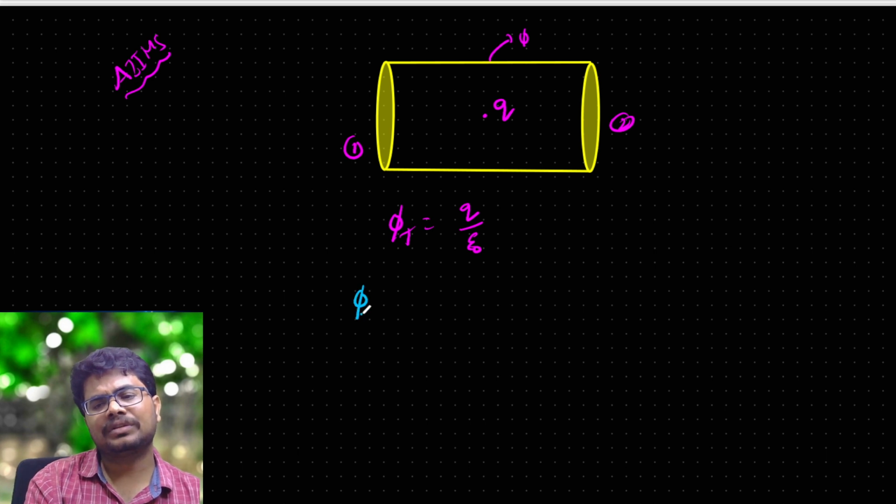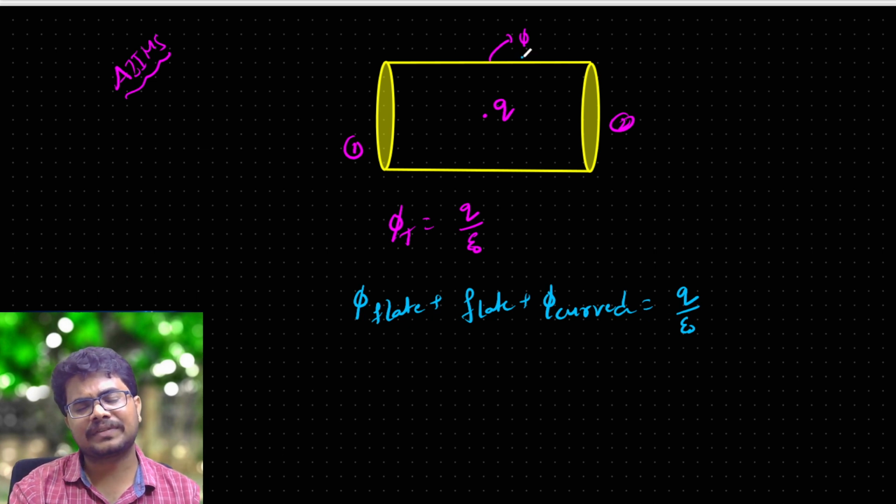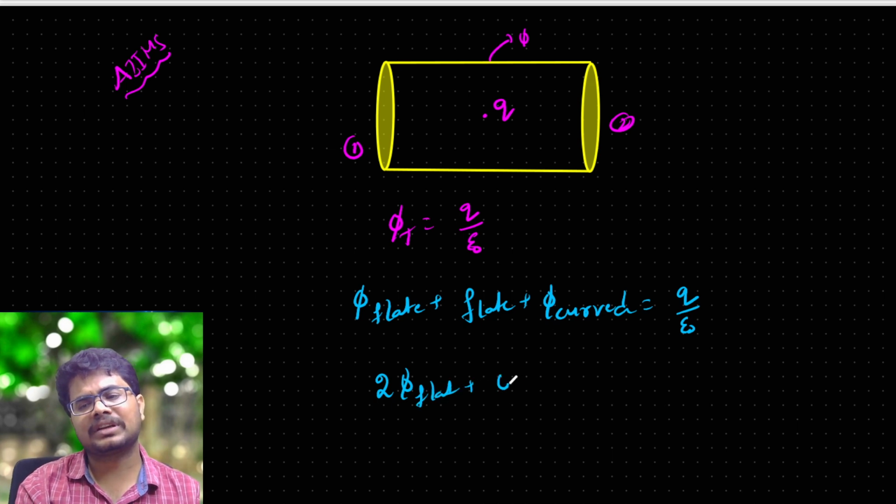So the flux due to one flat surface, plus the flux due to this other flat surface, both identical, plus the flux due to the curved surface. The flux due to the curved surface, you can write as q by epsilon naught, sir. Yes, q by epsilon naught, correct. But the flux due to the curved surface is given as 5. So the flux through the two flat surfaces plus the flux through the curved surface equals q by 2 epsilon naught.